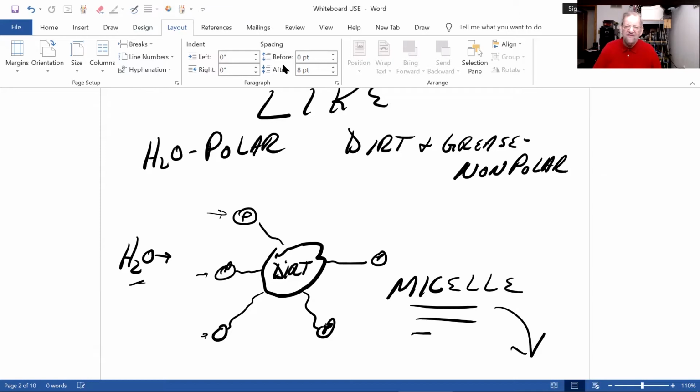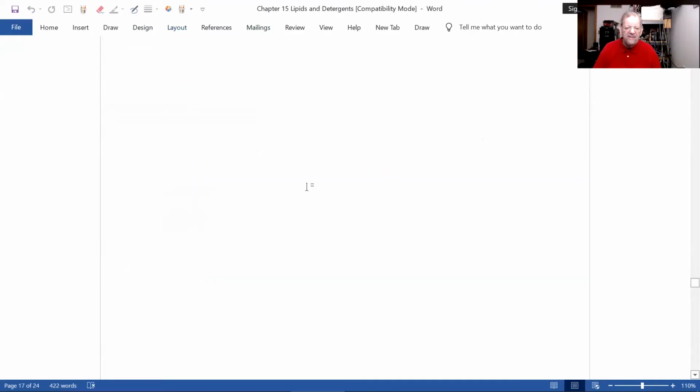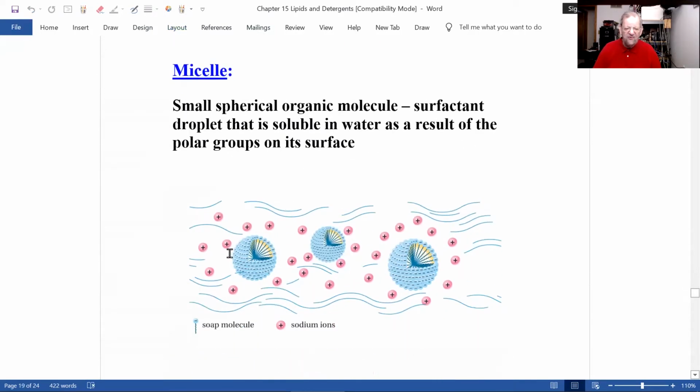And if we look at the following, this is what a micelle really looks like. There's been a section cut out so you can see the dirt particle in the center right here. But notice each of these nonpolar tails are heading toward that. The outside is the polar head, and water sees that as polar, and they go down the drain together. You should know that.